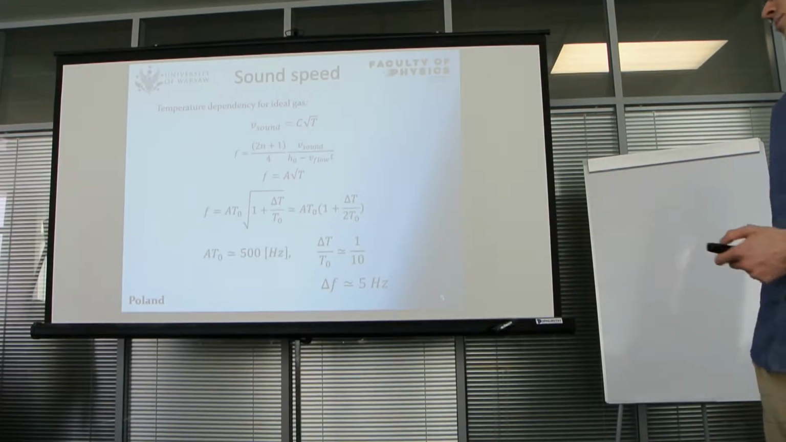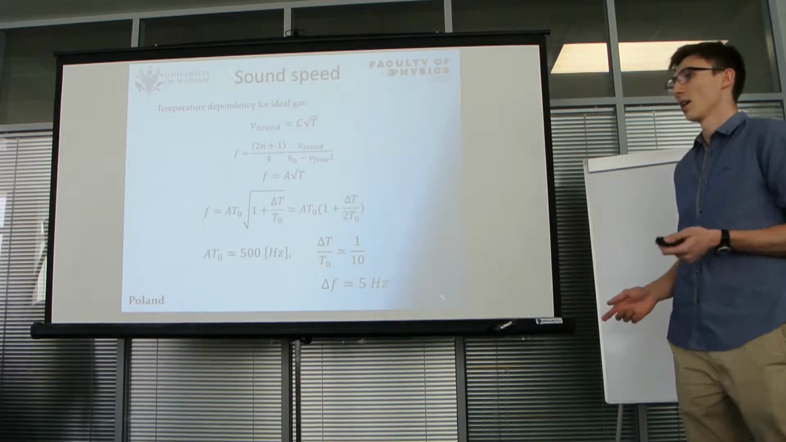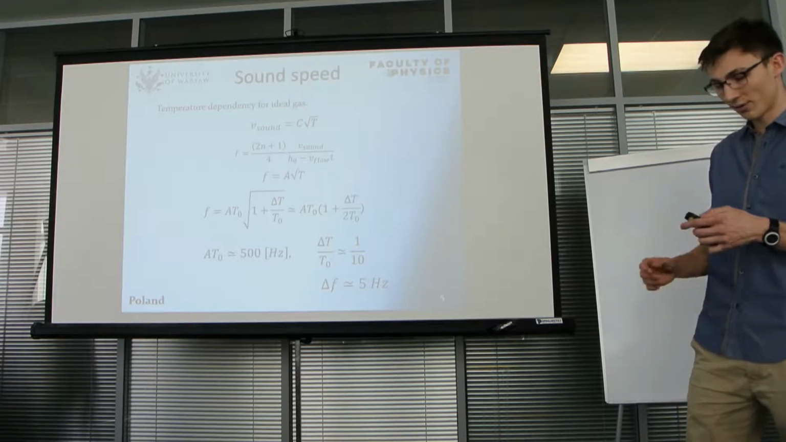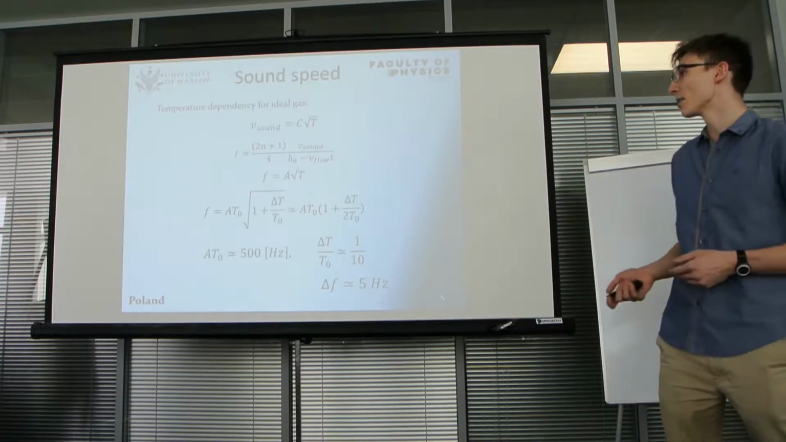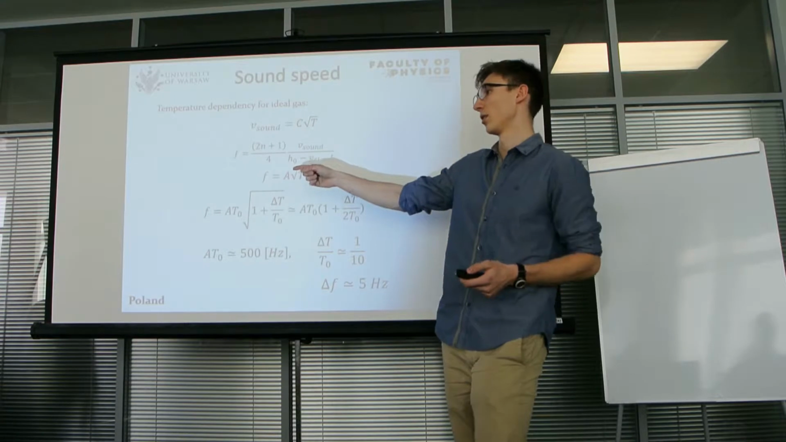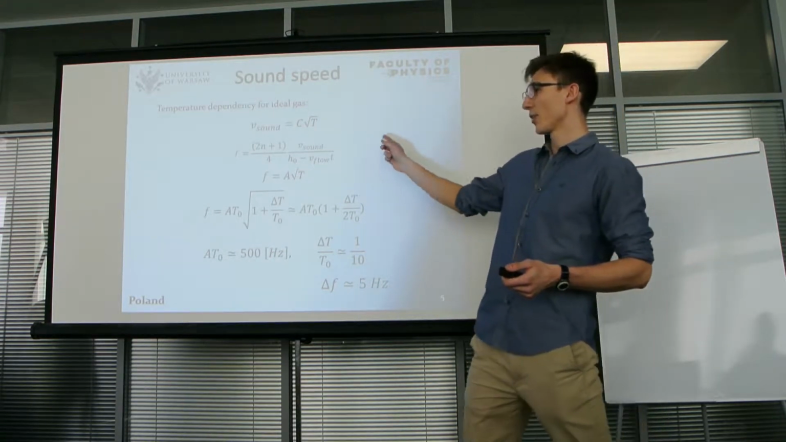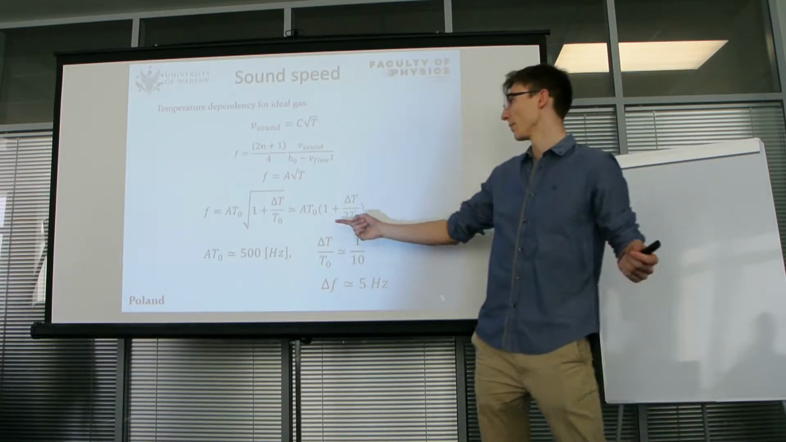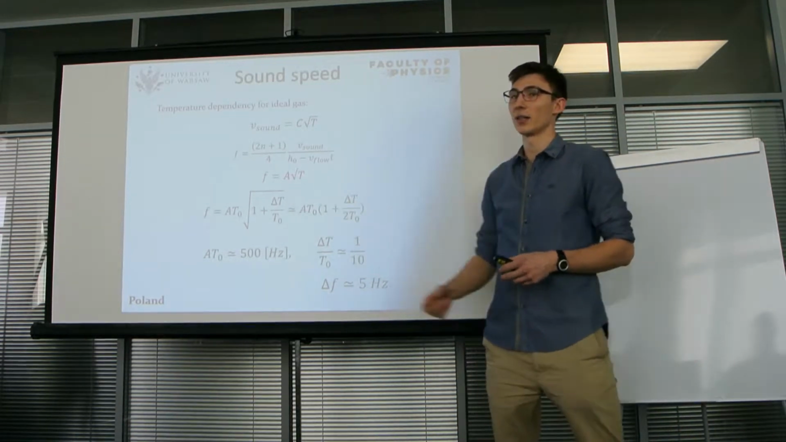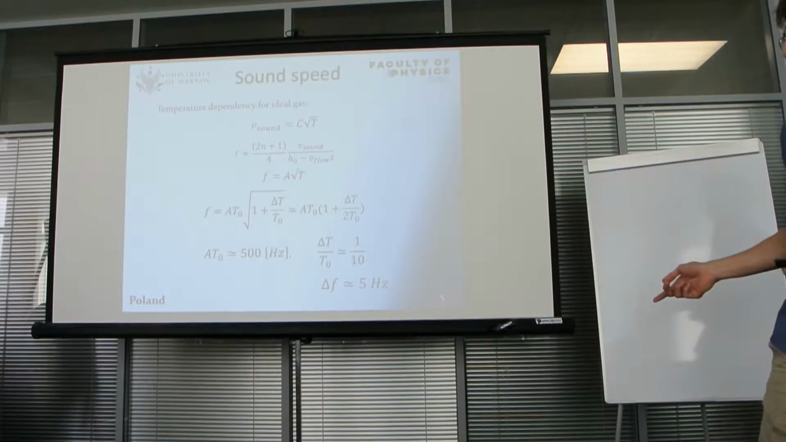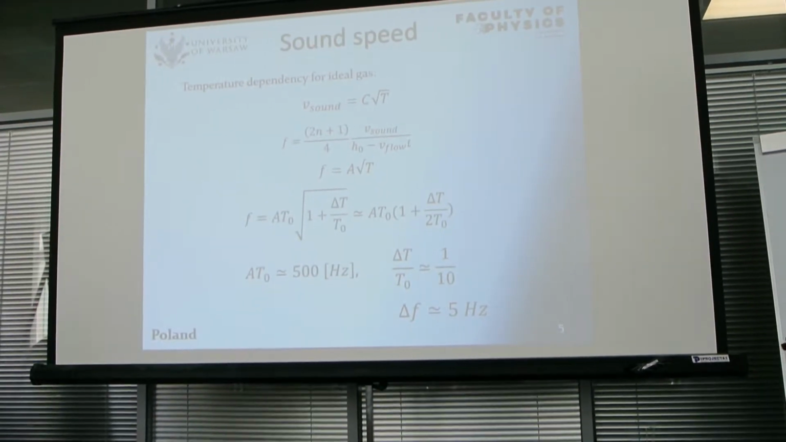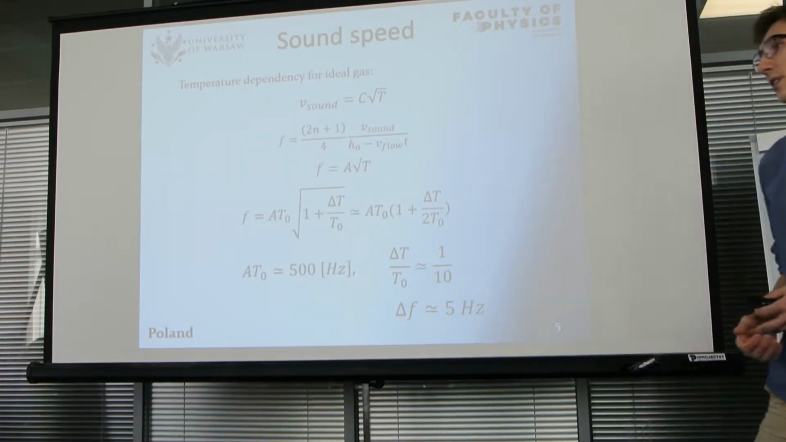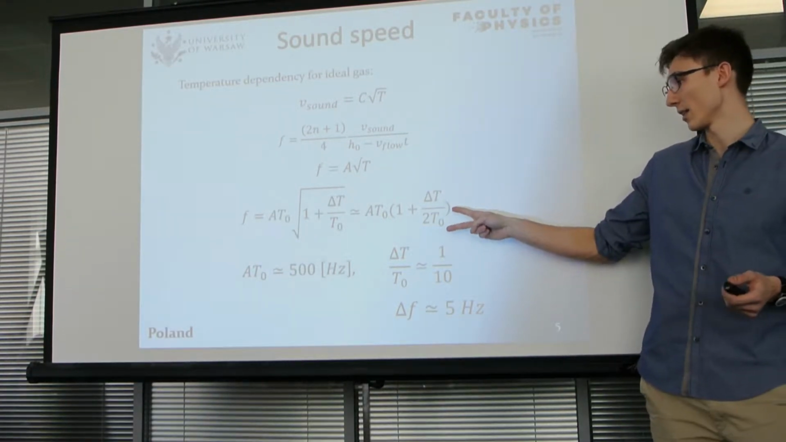Because let's assume that the speed of sound is some constant times the square root of temperature. So if we have this odd number of modes and the frequency that we can check, we can also have the dependency of frequency on temperature. So while expanding the square root into a series, we would get something like this.